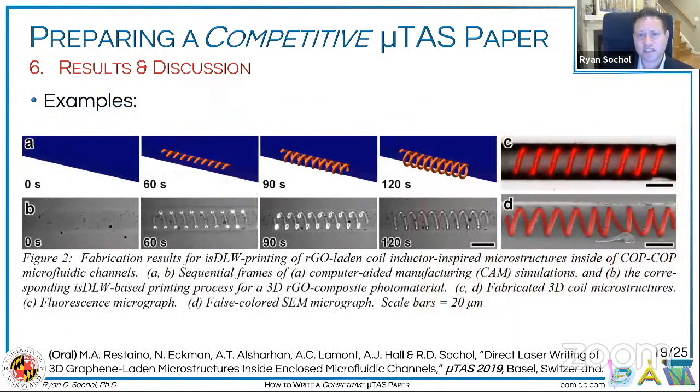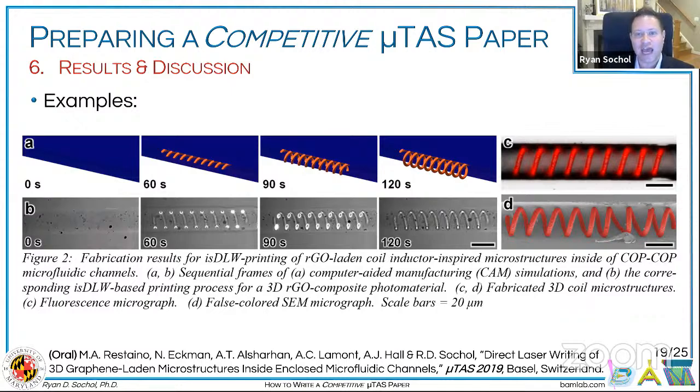So this is an example of a fabrication process from one of my students' works from Michael Rosano. And so in this A panel on top, we have computer-aided manufacturing simulations of what the fabrication process should look like. Because a lot of people would see a spiral and assume that we're just going like this, but in actuality, we're doing a point-by-point, layer-by-layer process. And then in B, we have what it actually looks like in real life and how much time that takes.